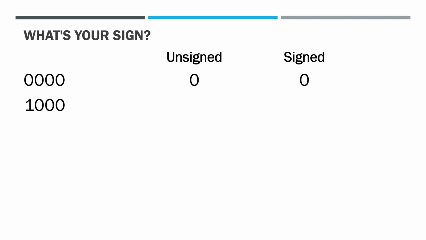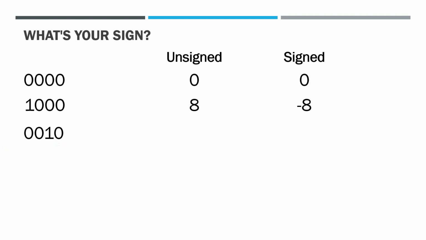Okay. So 1000. Remember that one leading one's in the eights place, right? So unsigned, it's an 8. Signed, it's a -8. Okay, let's get a little more complicated.